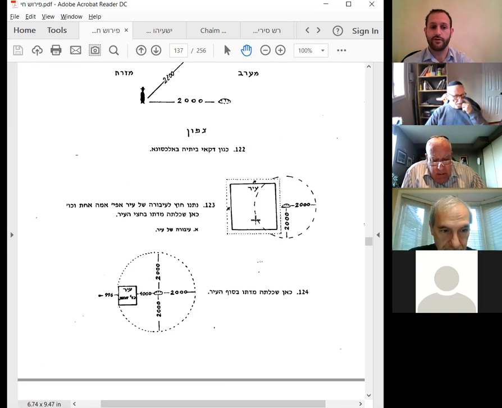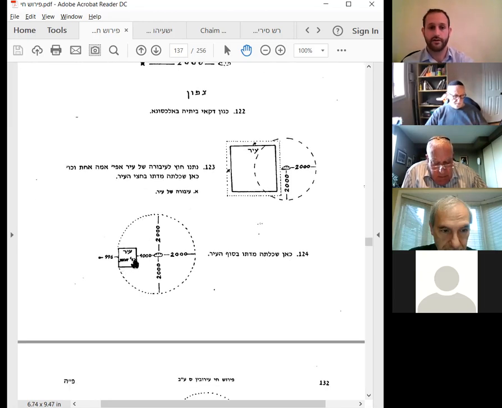But if your Eruv goes beyond it, then that's when you can count the whole city as less than 2,000 amot and skip, and you get the nice measurement. Your tchum will not look like a circle at the end of the day, but you'll have a larger tchum at the end of the day. Everybody sees here?